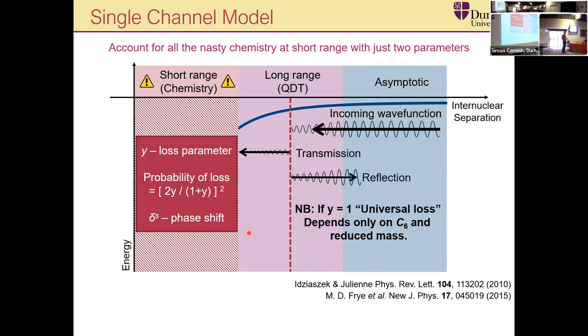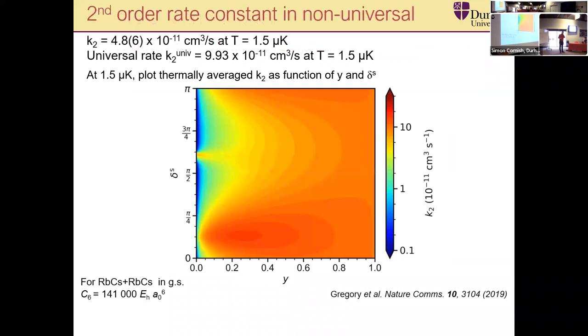So we can take that model for our temperature, and Jeremy and Andrew Bright can plot these nice pictures for us. What's this showing? This is showing K2 as a function of this y parameter and also this phase shift, which gives a nice picture of what could be happening. Out here is the universal rate where y equals one. But in here we're not getting complete loss at short range, so there's some reflection, and that becomes phase dependent and we can get interference. So in some places the overall loss is lower, and in some places higher than the universal rate, which sometimes comes across as contradictory, but it's not when you understand this interference.